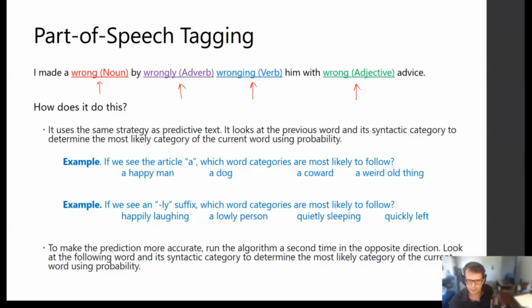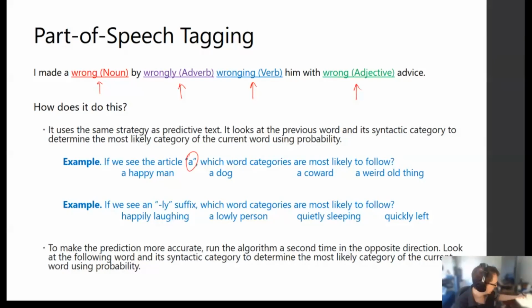How a computer is going to tag words as nouns, adverbs, verbs, and so on is by using the same strategy as predictive text. It will look at the previous words, and based on the previous word, it'll compile a list of the most likely word afterward, or the most likely category for that other word, and assign it a category. So, for example, let's say we see the article, what category is most likely to follow the word, or which categories are possible?